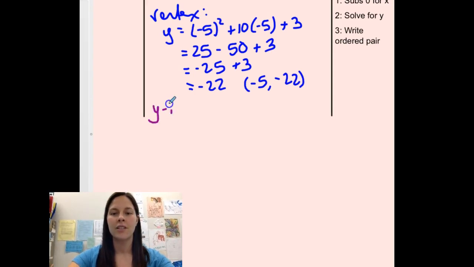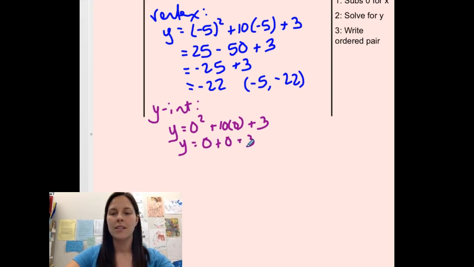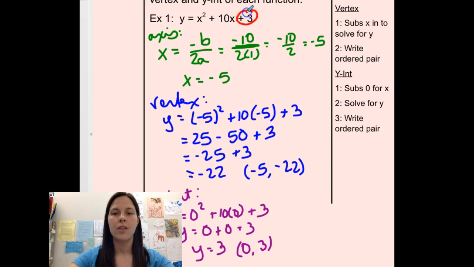And the last thing we were asked for is our y-intercept. To find a y-intercept for any equation, always we substitute 0 for x and solve for y. Again, following order of operations, 0 squared is 0, 10 times 0 is 0, and 0 plus 3 is 3. So the y-intercept is 0 for x, 3 for y. I'm going to show you a shortcut for the y-intercept. Notice we got 3 for our y-intercept. And notice in our equation, the one piece of the equation without a variable is 3. When you substitute 0 for x, those variable pieces disappear, and you're just left with the constant.